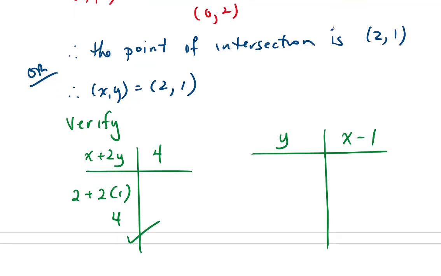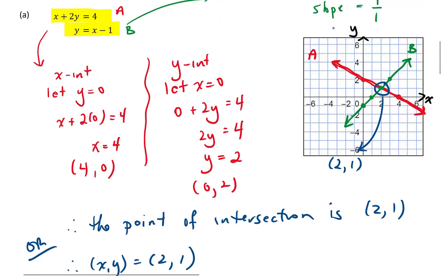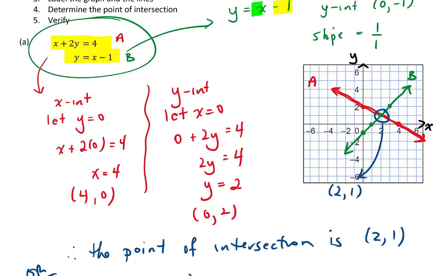Now let's sub in the point here. 1 goes in for y. 2 minus 1, because the x was 2. We get 1 equals 1. So therefore, we have verified that the point (2, 1) satisfies the two equations we have here.